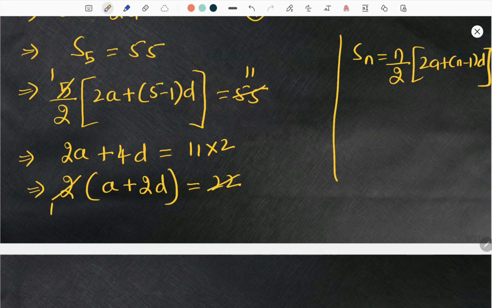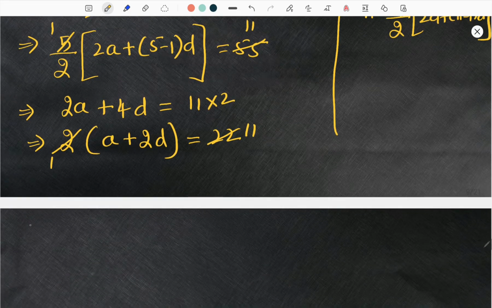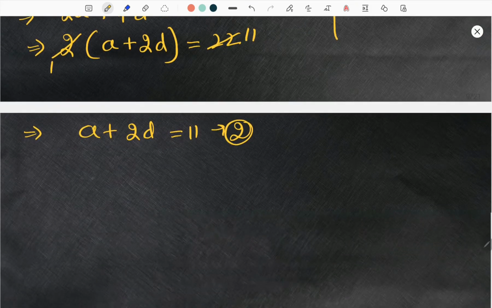So 2 1s are 2, 11s are 11. So I am going to get another equation. That equation is a plus 2d is equal to 11. Let me call it equation number 2. Now I am going to solve equation number 1 and equation number 2.